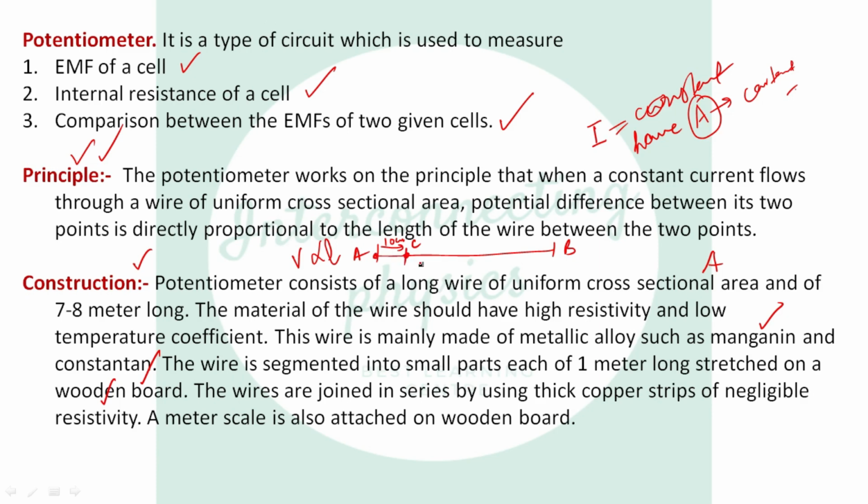Any 2 points. That is V, which is equal to K times the length of the wire between the 2 points. Let us say this is L. So L. Now K is constant. That means V is directly proportional to L. So this is the underlying principle of the potentiometer, that is, the potential difference between any 2 points of the potentiometer wire is directly proportional to the length of the wire between these 2 points.